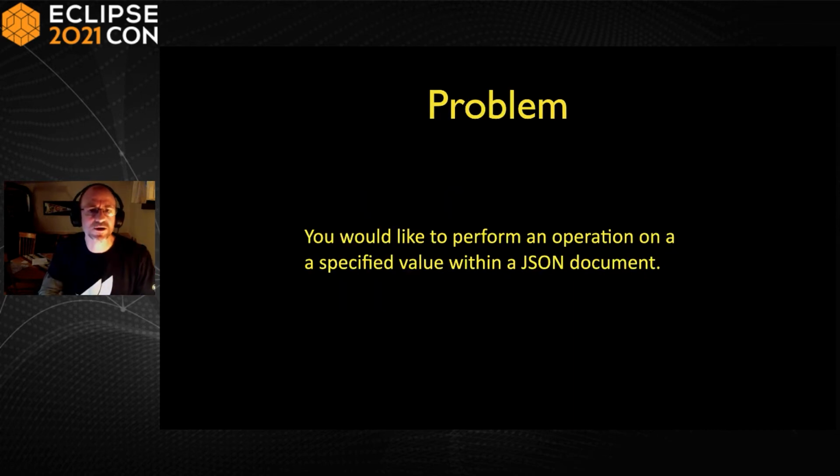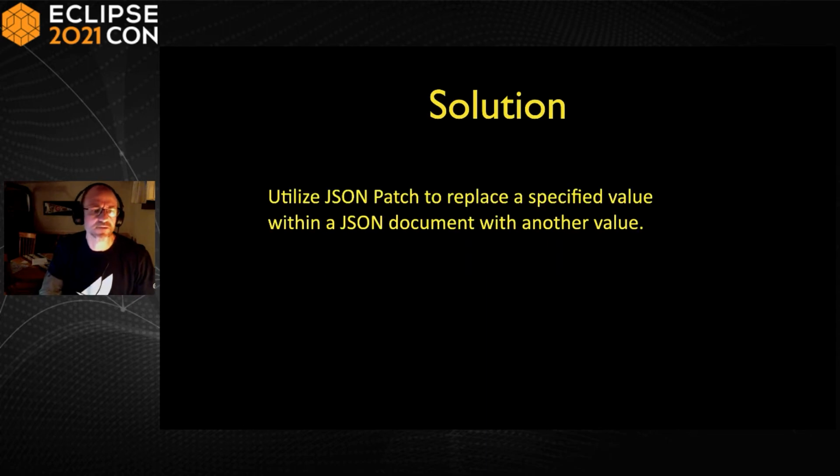Now, let's jump to the next one, just so we can be quicker on time. This corresponds to that same recipe. We'd like to perform an operation on a specified value in a JSON document, and what I mean is that we'd like to change that value. We can utilize Jsonpatch to replace a specified value within a JSON document with some other value.